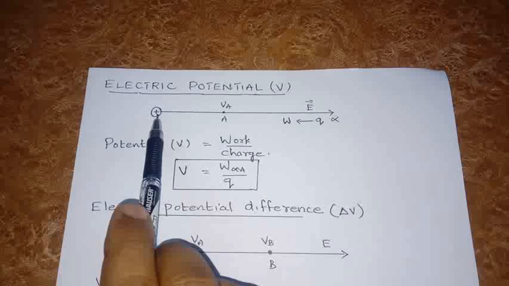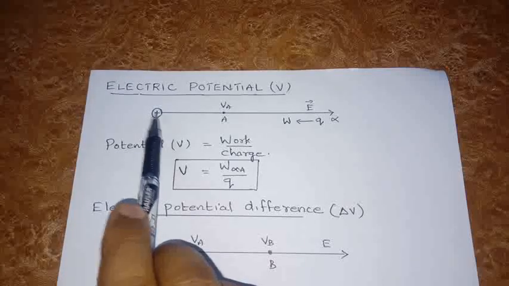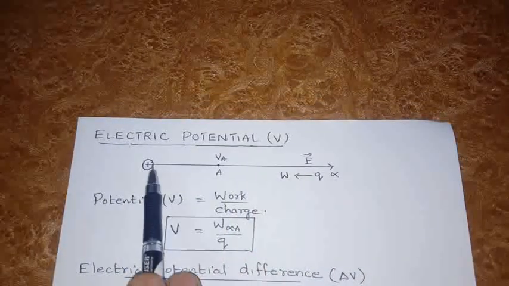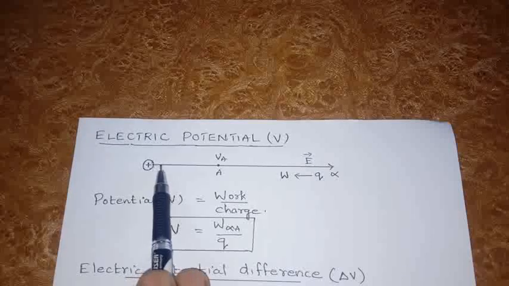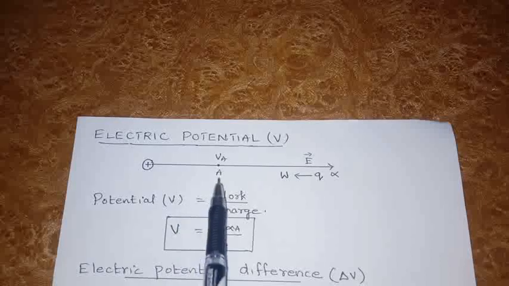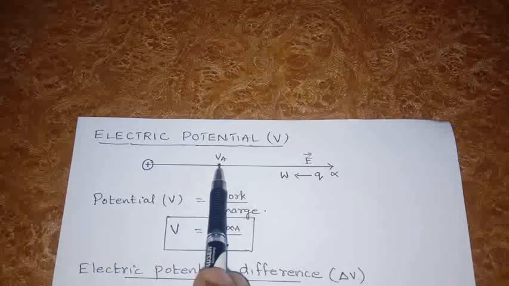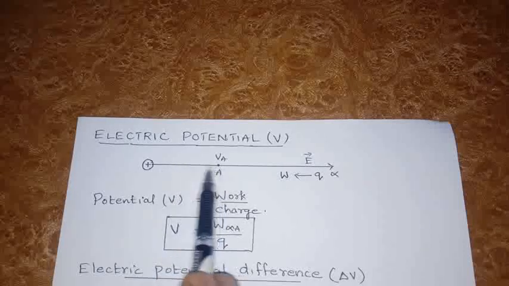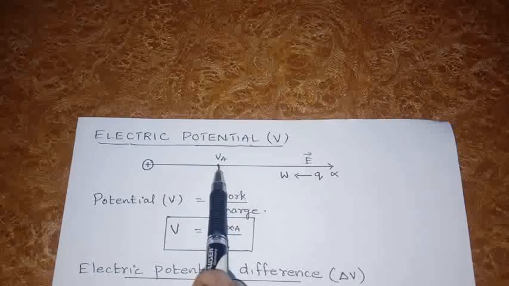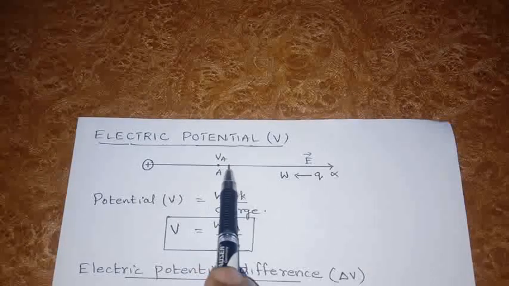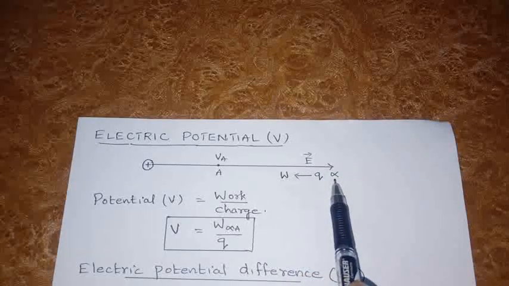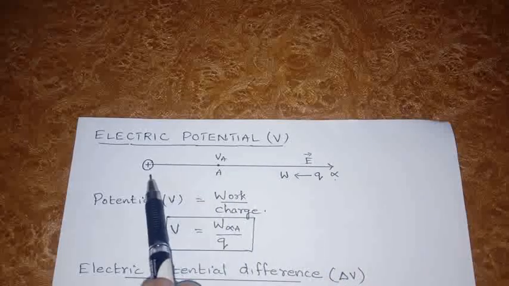So this is the source charge. Let us take a positive source charge that creates an electric field around it. Since it is a positive source charge, the electric field is radially outwards as shown in the figure. Now, if I place a positive test charge, there will be repulsion. If this test charge is movable, it will move away in the direction of the electric field till it reaches infinity. Infinity is the point where there is no interaction with this source charge.